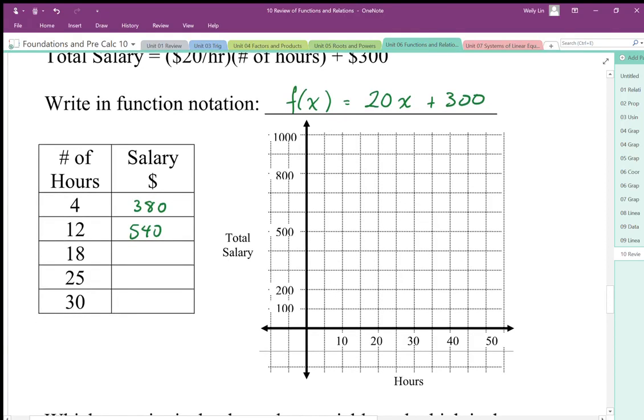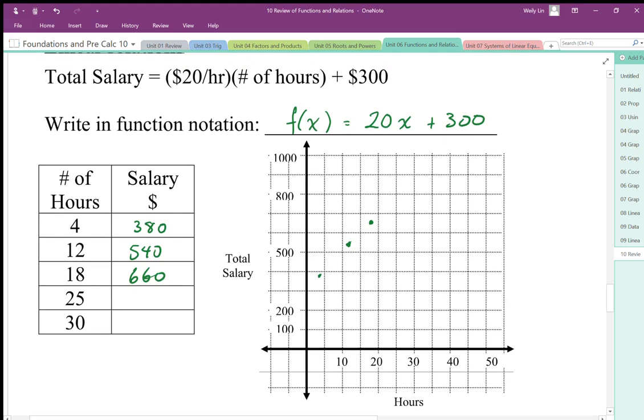So I'm going to start graphing these points. So 4 hours, 380, somewhere around there. 12 hours, 540, so it looks like 540, maybe right about there. Okay, 18 hours, that's going to be 360 plus 300 is 660, so 18, there's 600, 660, maybe right about there. And notice that we are starting to generate this straight line pattern.